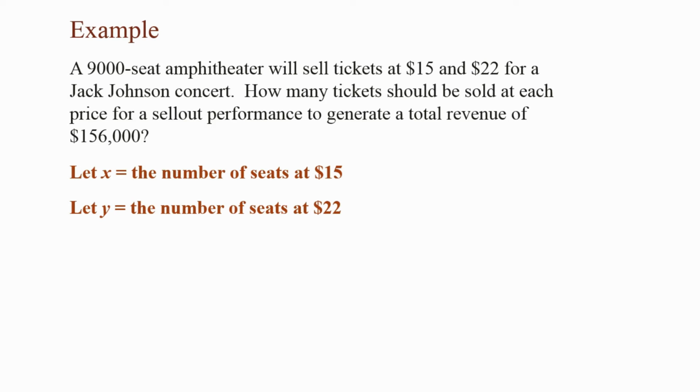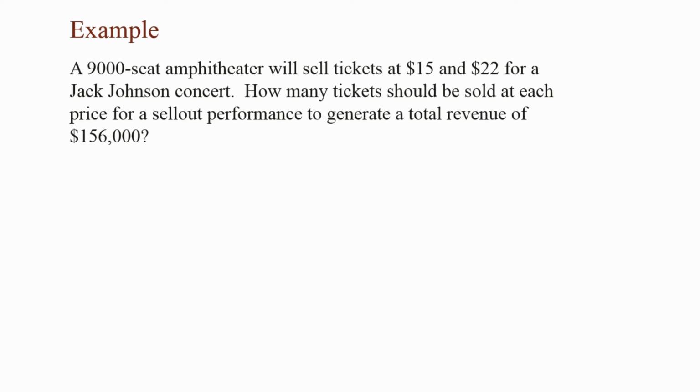For our first equation, x plus y equals 9,000 represents the total number of seats available in the amphitheater. Some of the tickets will be sold at $15, some of them will be sold at $22. But the total number of seats has to be 9,000. Anytime you're doing a total, you want to add.